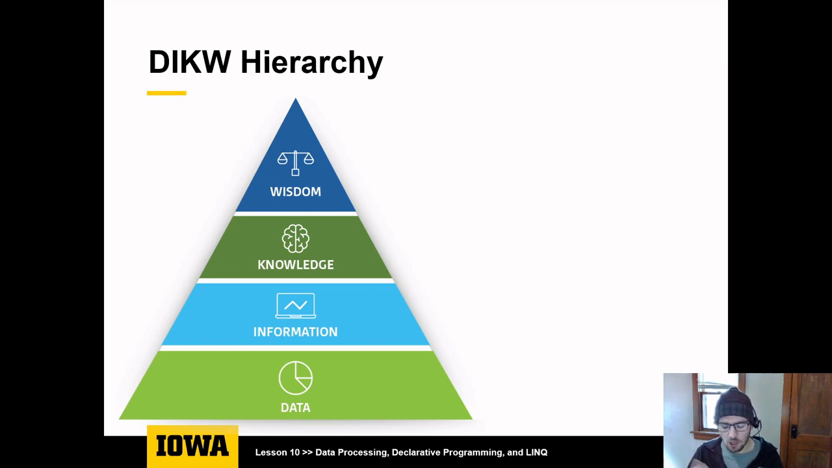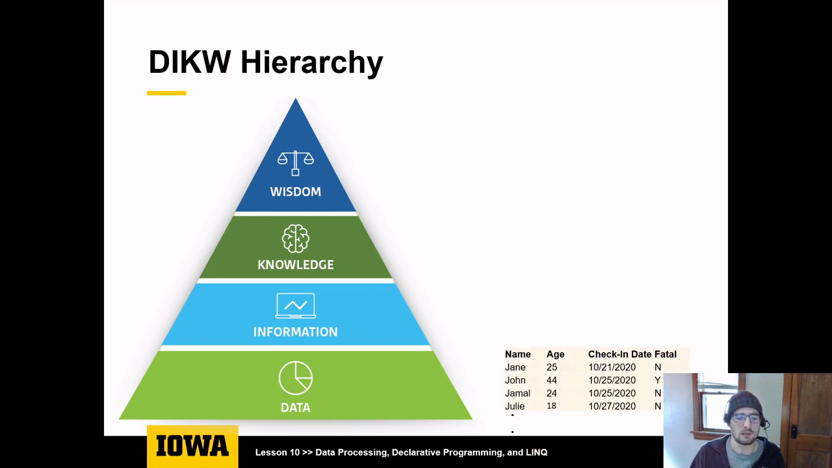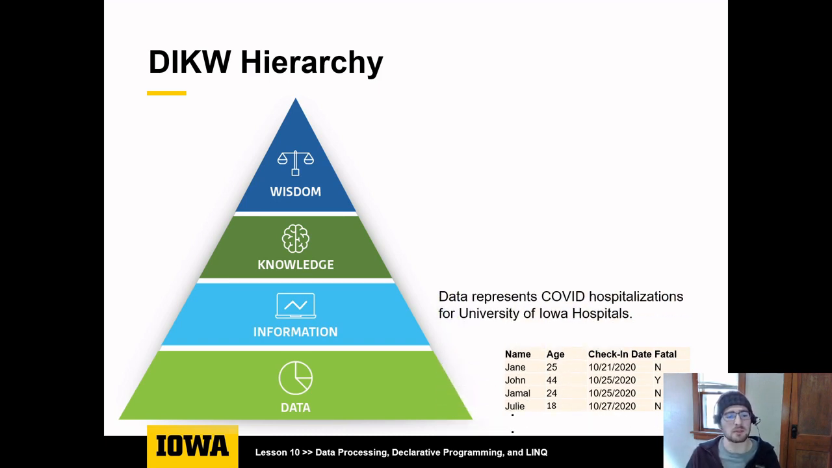But let's look at it a little more specifically with an example here. So say we have this data. This is just raw data here. We have some names here, an age, a check-in date, and this column called fatal that has a no or yes value. Now, this data doesn't really mean anything by itself until we give it some context and understand it a bit. And when we do that, it becomes information.